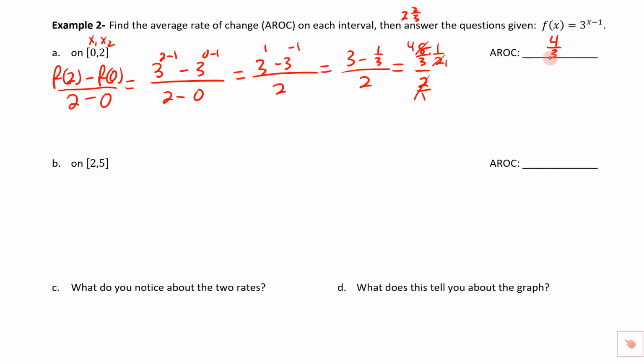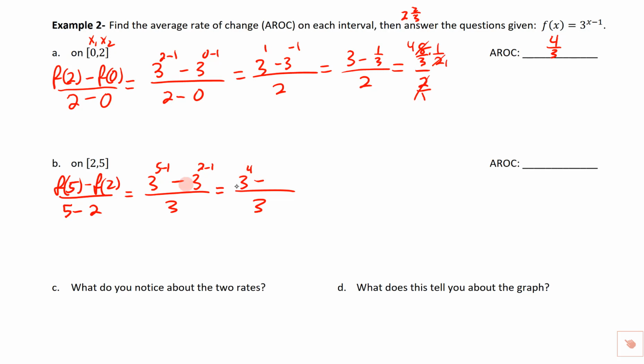Okay, let's take a look at the next one here, and we'll set this up the same way. So I'm going to do 5 minus 2 here, and then I'll have f of 5 minus f of 2. And then in the denominator, we've got a 3. So we're going to plug a 5 into f. So this is going to be 3 to the 5 minus 1, then minus 3 to the 2 minus 1. So the denominator's a 3 here, and then we get 3 to the 4th, minus 3 to the 1st. So 3 to the 4th is going to be 81. And 81 minus 3 to the 1st, that's a 3. And then we've got a 3 here.